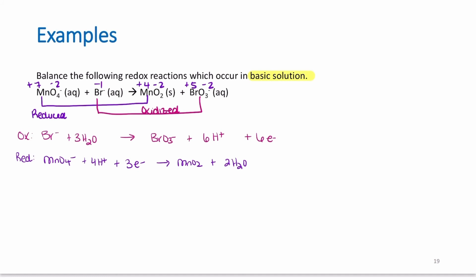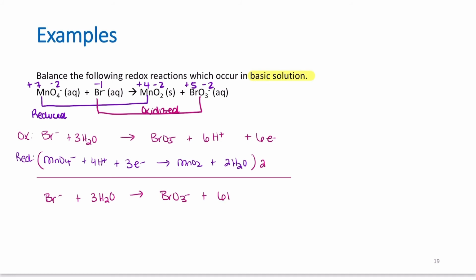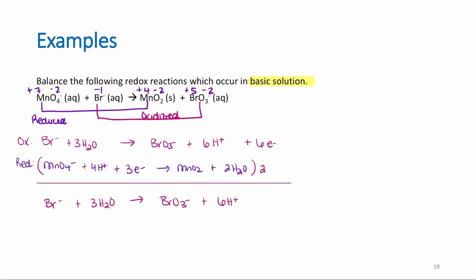And compare these two. I see I need to multiply this by 2 to get rid of my electrons. So let's rewrite those reactions. Br- plus 3H2O, giving me BrO3- plus 6H+ plus 6 electrons, and 2 MnO4- plus 8H+ plus 6 electrons, giving me 2 MnO2 plus 4 H2O.